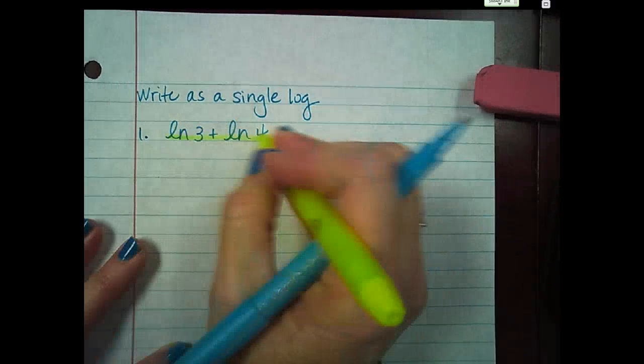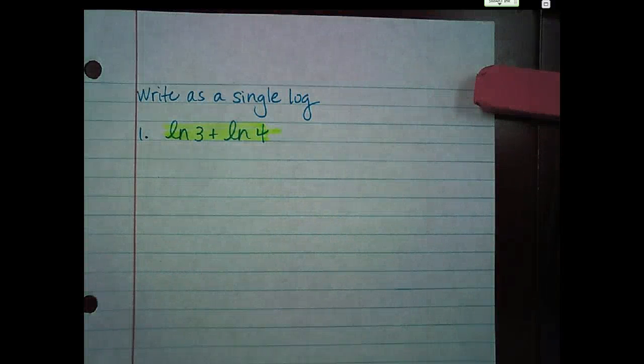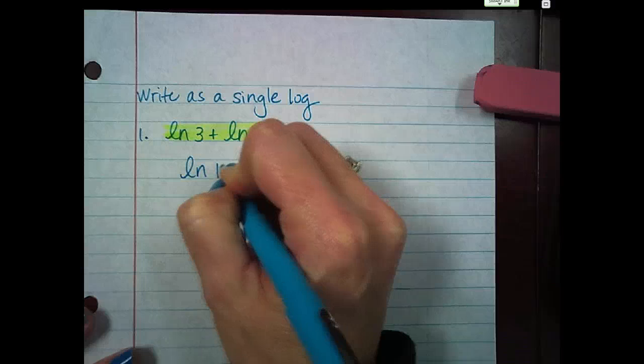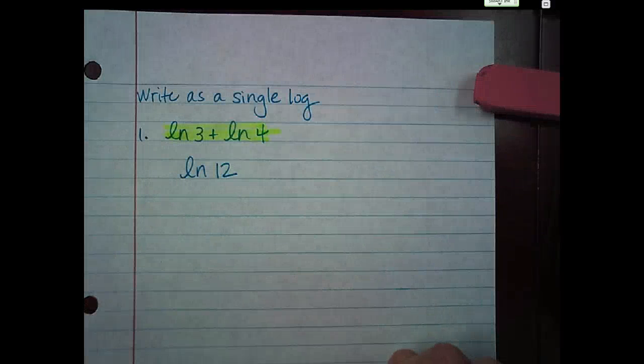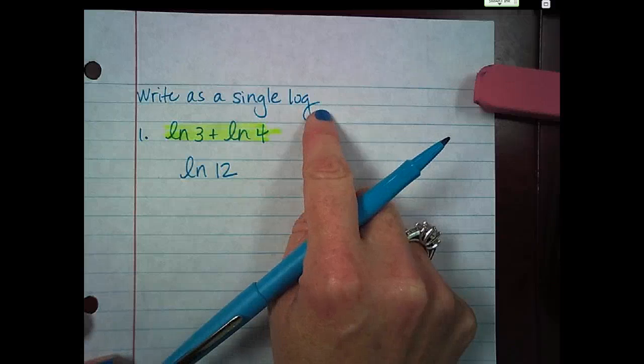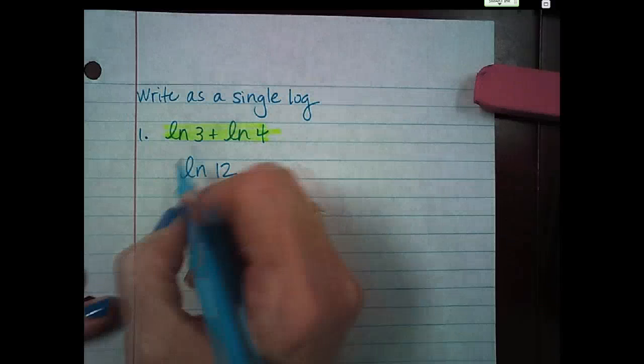The properties, I think it's going to get easier and easier now because you're used to seeing it. When you add logs, what do you actually do? Multiply. So this is asking for the natural log of 12. But you don't have to go any farther because I'm not asking for the answer. The directions say write as a single log. If you needed an answer, you can type this in the calculator because you already know the base. So this can be solved, but it didn't ask for that.